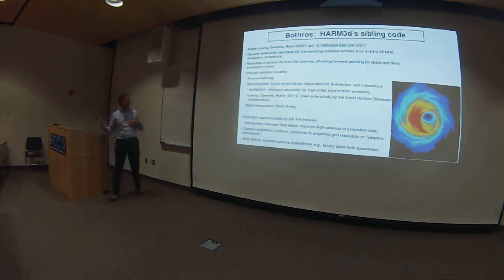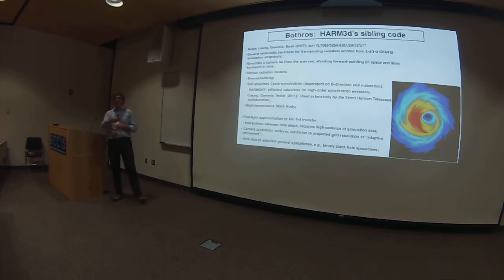products. The value of Harm also is in the sibling codes that are associated with it. So Bothros is a post-processing geodesic ray tracing code that can calculate the synchrotron or Bremsstrahlung emission from black hole accretion disks. Some of the functions inside Bothros were used in the Event Horizon Telescope codes. So you might have seen in the various papers something called iBothros. So a lot of the code development that went into Bothros went into those codes.